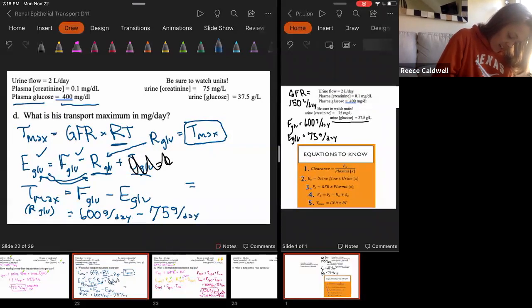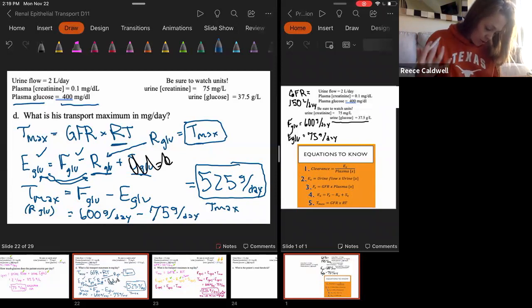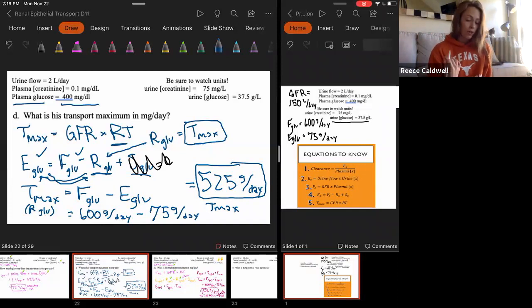And what we get is 525 grams per day. So that is our Tmax. This is the max amount of glucose that we can reabsorb per day, or the max amount of glucose that we can transport per day in the nephron. But we know that we took in more than that. We took in 600. We filtered 600. So our kidney, our glomeruli, filtered 600 grams because we took in 600 grams of glucose. However, our max rate is 525 grams per day. So that is our Tmax.